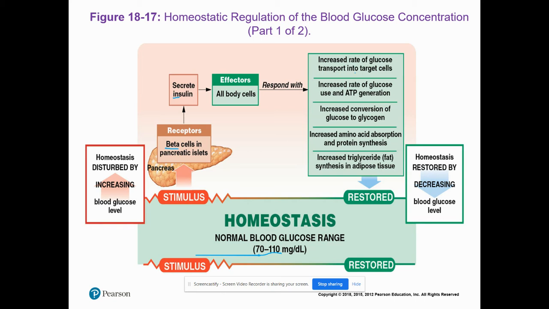The way that it does that is a bunch of different ways: it increases the rate glucose transport gets taken into target cells, increases the rate glucose is used to make ATP, and increases conversion from glucose to glycogen for storing it. So it's not immediately being used. What's not being immediately used is being stored. And then it increases the absorption of amino acids for protein synthesis, as well as increasing adipose tissue synthesis. So then you've restored it.